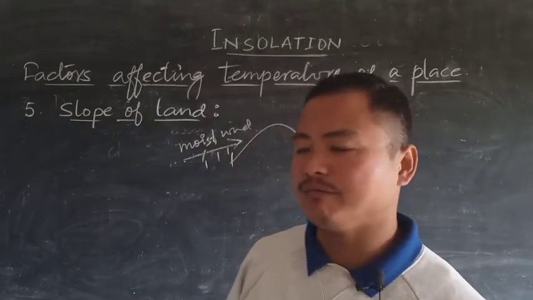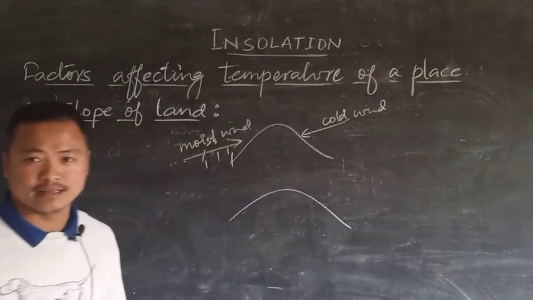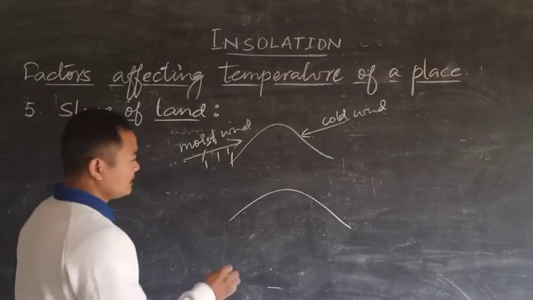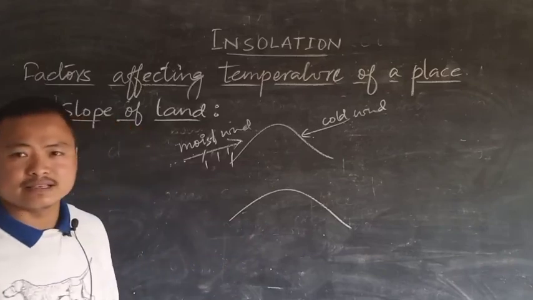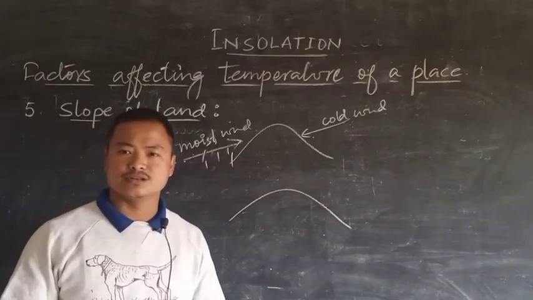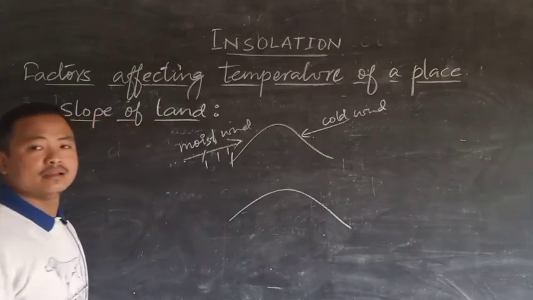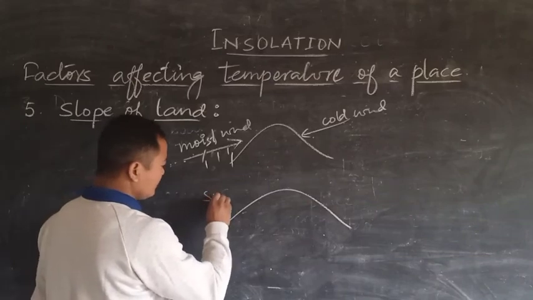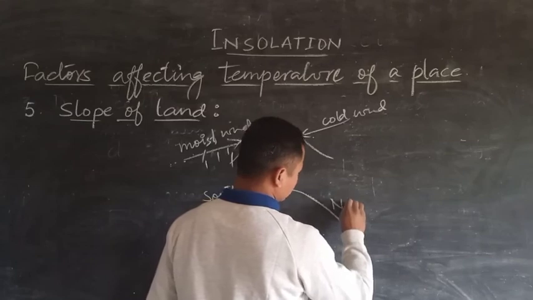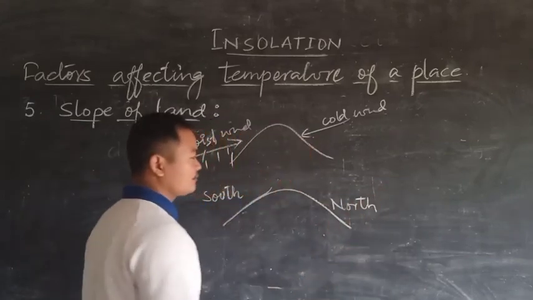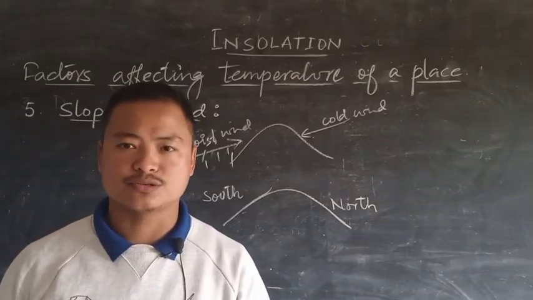Now in case 2, the slope of the land also plays a very important role in determining the temperature. How? If we see, the mountains have a side facing the sun, while the other side does not receive the rays of the sun. Again, let's take the example of the Himalayas. Consider this to be the south facing slope and this as the north facing slope. Now the north facing slope of the Himalayas is above 23.5 degrees north, that is Tropic of Cancer.